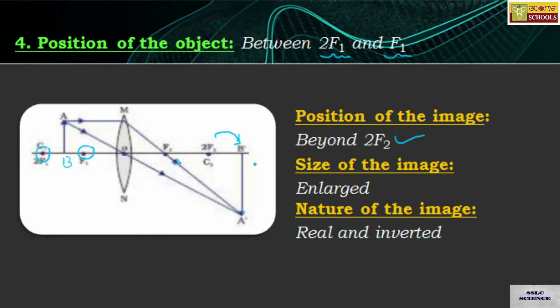The position which we got is beyond 2F2. The size of the image is enlarged this time compared to the object, and the nature of the image is real and inverted. So you are getting the inverted image of the object. Let us try to draw this.